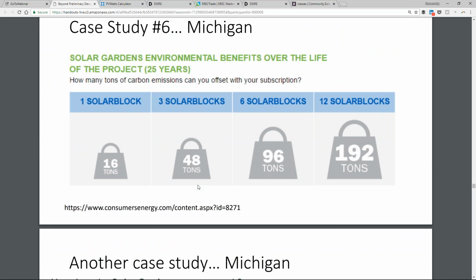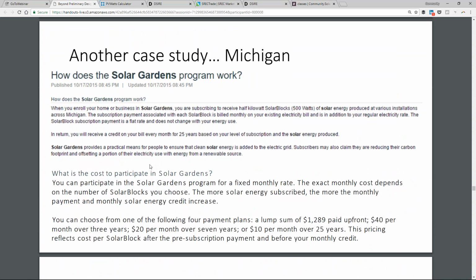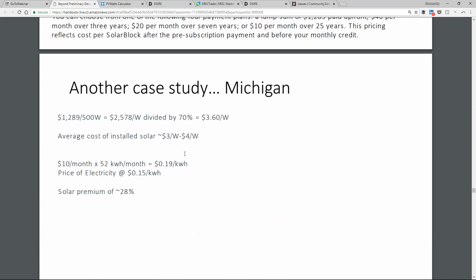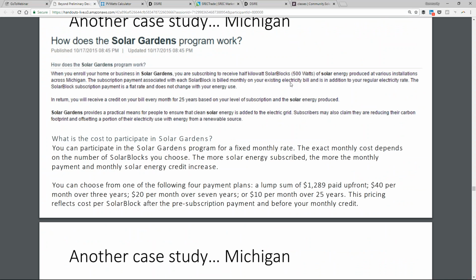And so that brings us to the Michigan model, which is a hybrid between the two. And so in Michigan, you have a couple of different options. The first option is to simply buy 500 watts of solar and get a credit on your rate. So that's like the New York roofless solar model. It's very similar to owning solar on your own roof. It's just made off site. So you buy it and then they credit you. The other option is pay as you go.